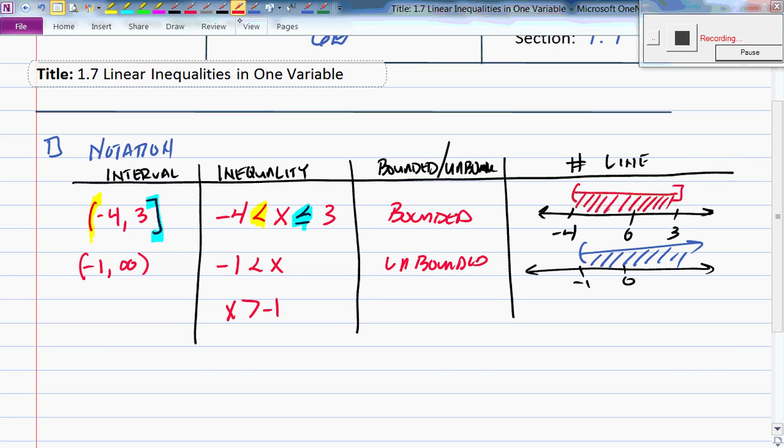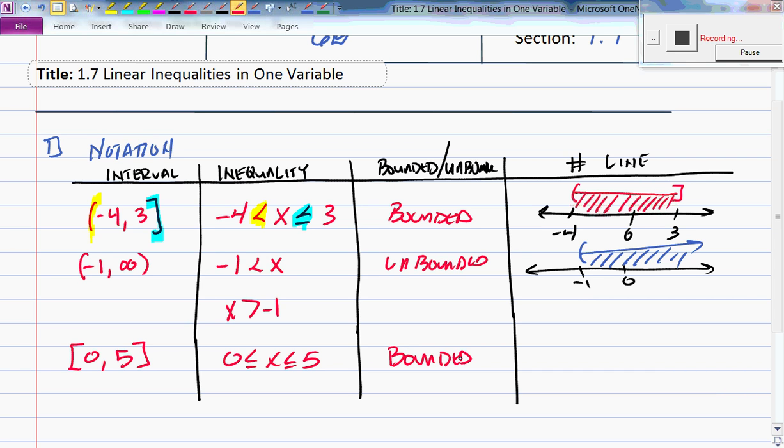Let's do 2 more. Let me give you this one. Bracket 0, comma 5 bracket. All right. Let's fly through this one. Give me the inequality. Just spit it out. 0 less than or equal to x, less than or equal to 5. Bounded or unbounded? Bounded. Very good.